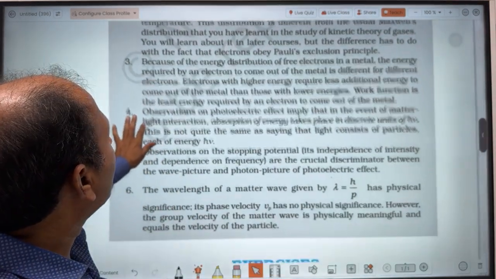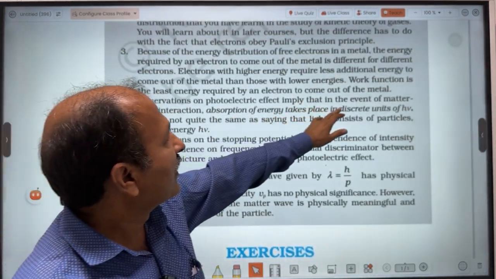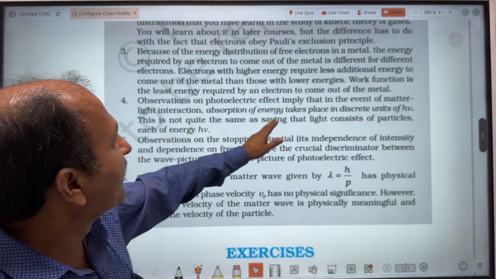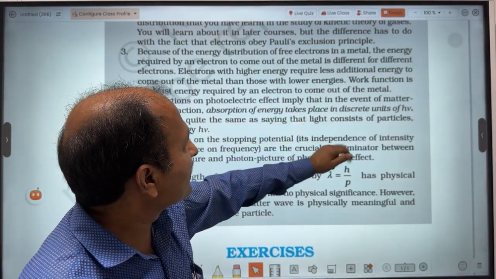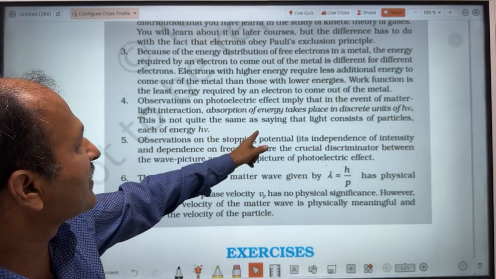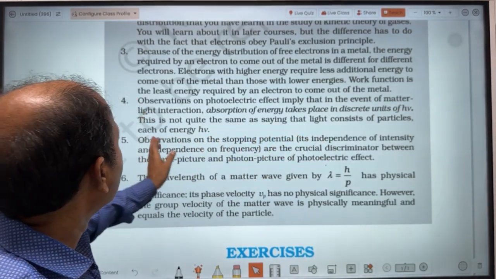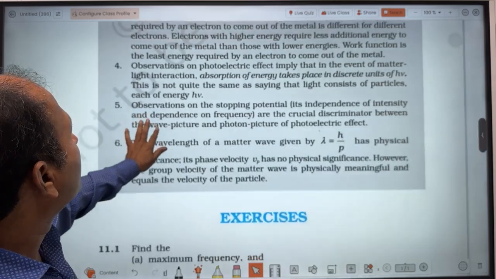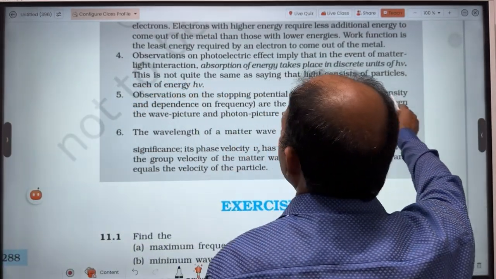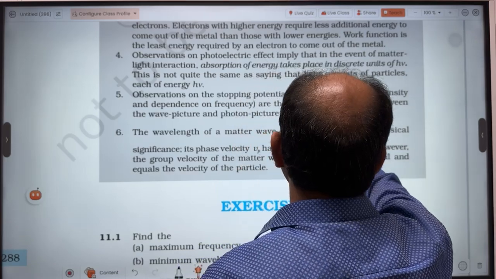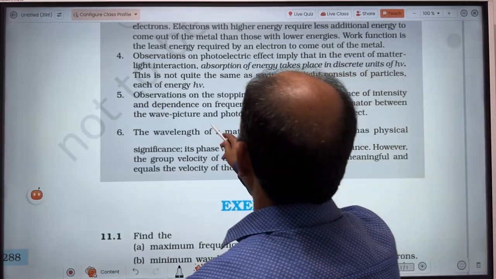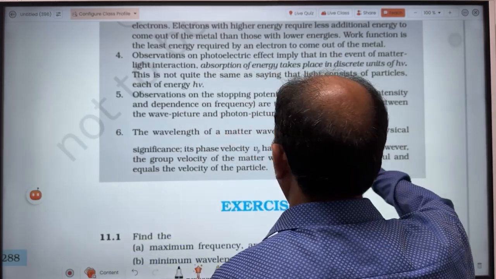Then, observations on the photoelectric effect imply that in the event of matter-light interaction, absorption of energy takes place in discrete units of h nu. This is not quite the same as saying that light consists of particles each of energy h nu. Observations on the stopping potential, its independence of intensity and dependence on frequency, are the crucial discriminator between the wave picture and the photon picture of the photoelectric effect.